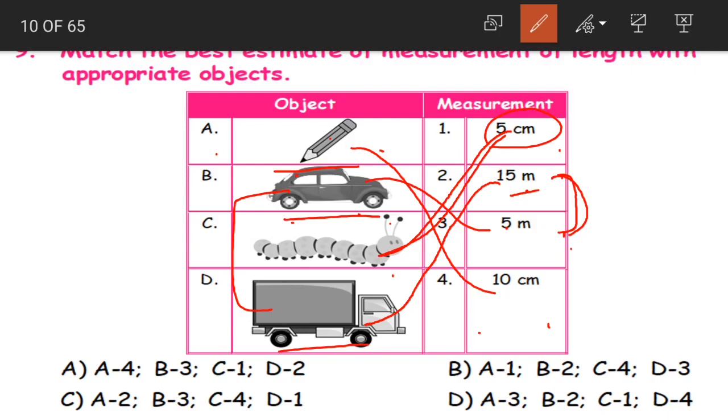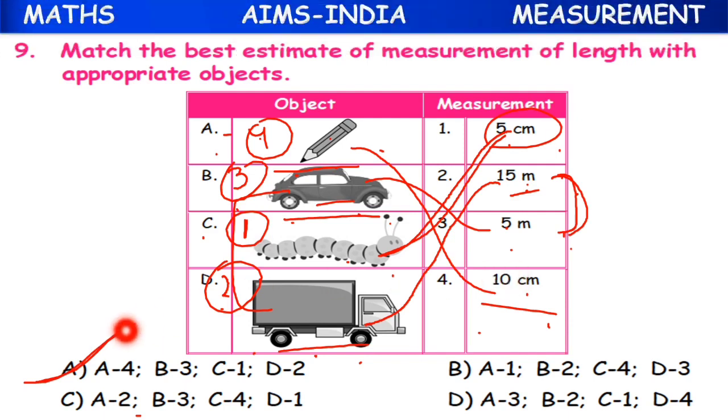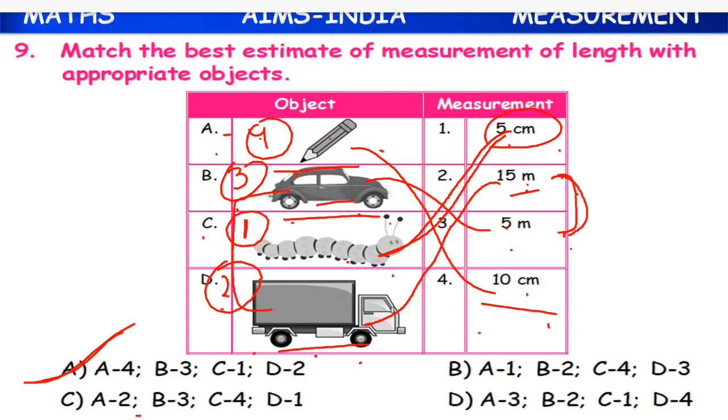Now this will be our match the following. What are the codes? For A we have 4. I'll write here. For A we have 4, that is 10 centimeters. For B we have 3, that is 5 meters. For C we have 1, that is 5 centimeters. And for D we have 2, that is 15 meters. 4, 3, 1, 2 is our correct code. Now from the given options, option A becomes our correct answer. A4, B3, C1, D2. Okay, children?